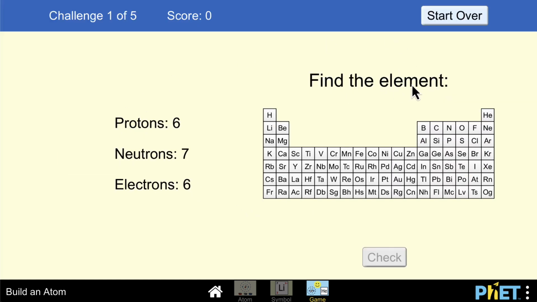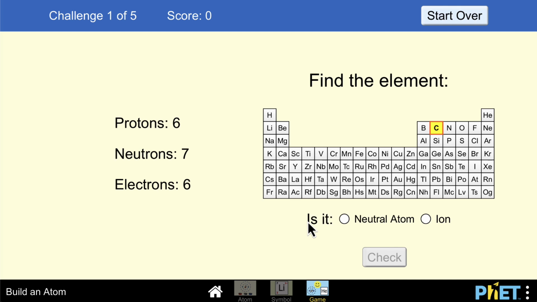We have to find the element. 6 protons, 7 neutrons, and 6 electrons. So don't worry about the number of the neutrons and electrons, you only care about the number of the protons, which represent the atomic number. So 6, you're going to start from here. 1, 2, 3, 4, 5, 6. So my element must be carbon.